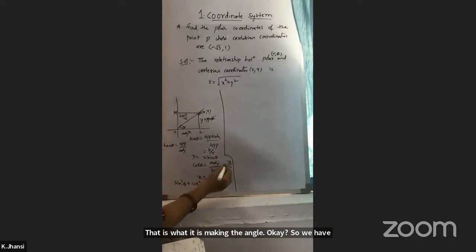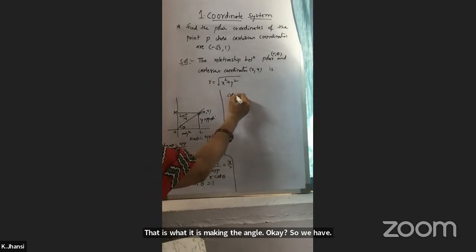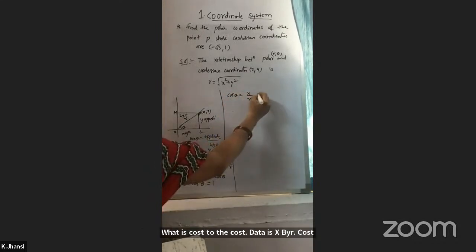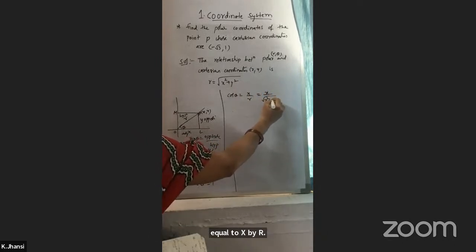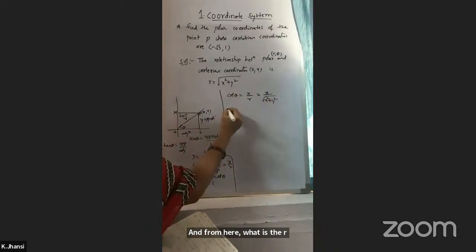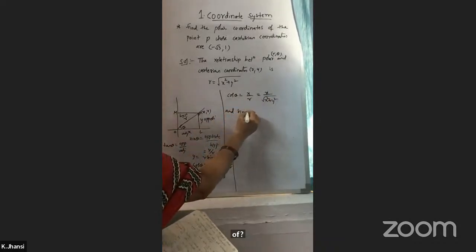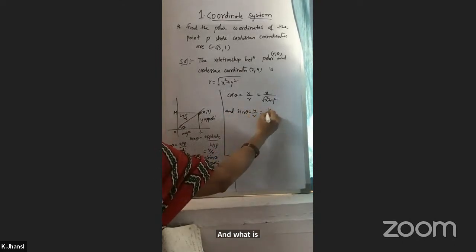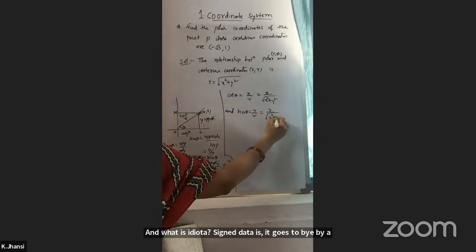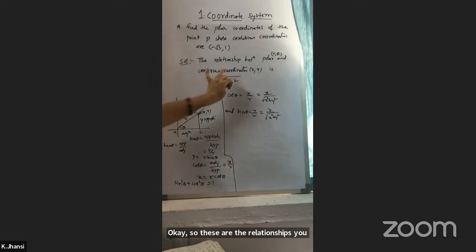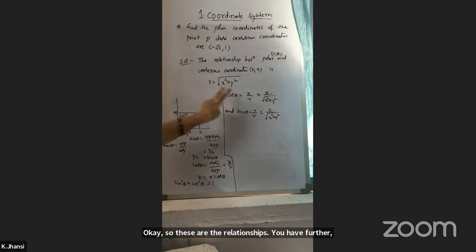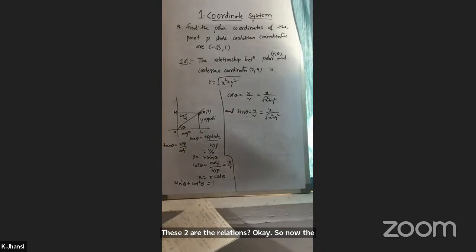What is cos theta? Cos theta is x by r. And from here, what is the r value? Cos theta equals x by under root of x square plus y square. And what is sin theta? Sin theta equals y by r. And what is r? R is root of x square plus y square. So these are the relationships you have between the polar coordinates and the Cartesian coordinates. The first one is this relation, and the second ones are these two relations.